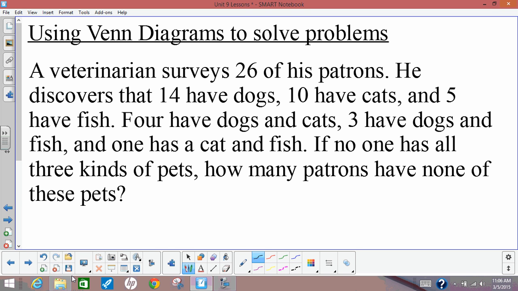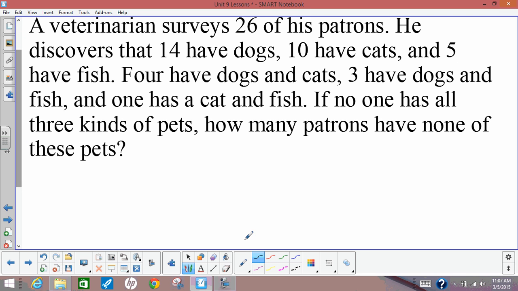The last way we are going to use Venn diagrams is actually to draw a picture and find out a number, solve a problem. So this is a bit long, take a second to read it, and we'll talk about how to go about solving this. So here we're talking about a vet, and he's talking to 26 of the people who take their animals there. And we can see they have some number of dogs, cats, and fish. So we have three groups here, so three sets of animals, or maybe three sets of people who have these animals.